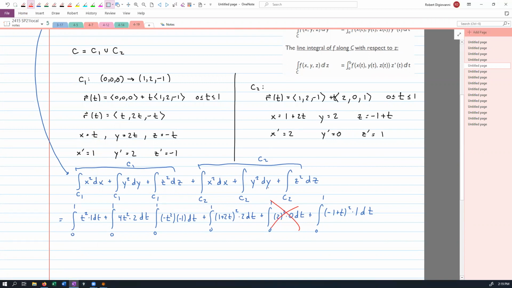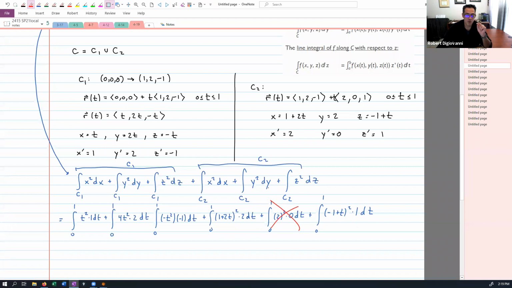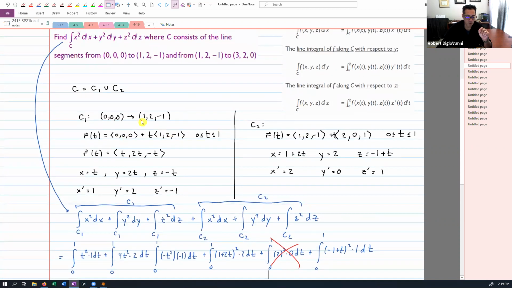You said the interval will always be 0 to 1. For a line segment, yes. If you do it the way that I've shown you, which is to always put your R naught, this right here, always has to be where you're starting. And then your direction vector must be created by going from your starting point to your ending point. If your direction vector is created that way, then I always go from 0 to 1.